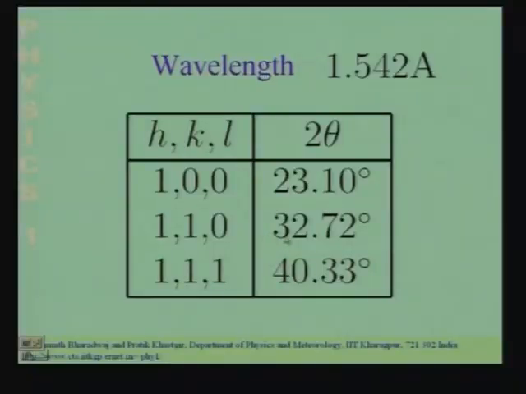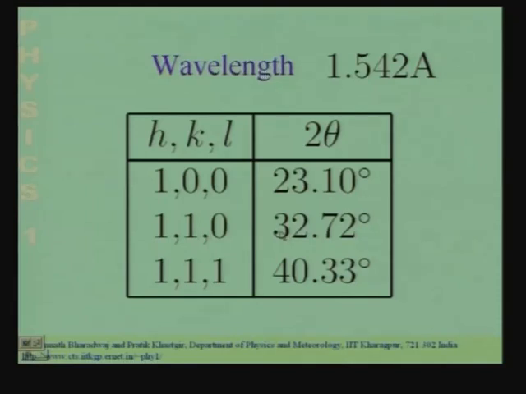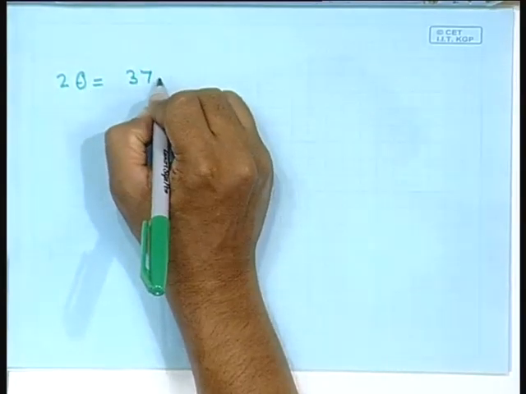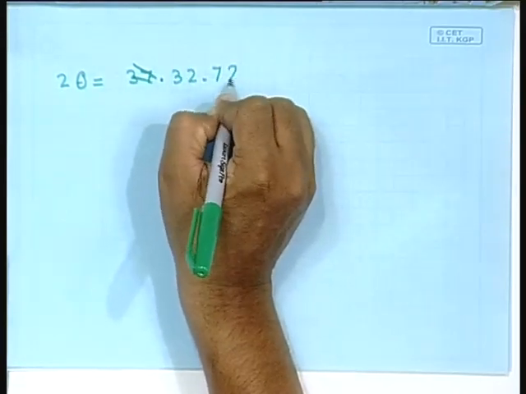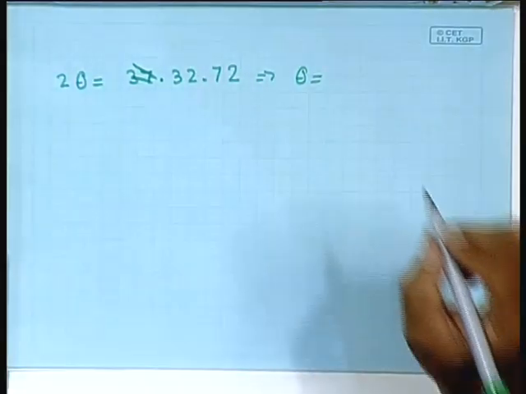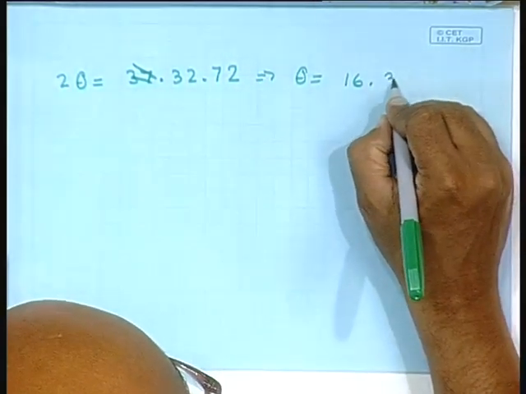Now, let us check if this gives us consistent results for the next intensity maxima. The next intensity maxima is found at an angle 2 theta equal to 32.72. So, let us check this. Theta is approximately equal to 16.36.